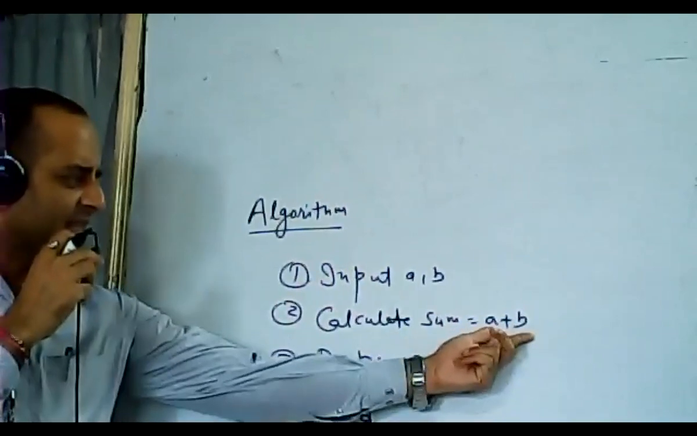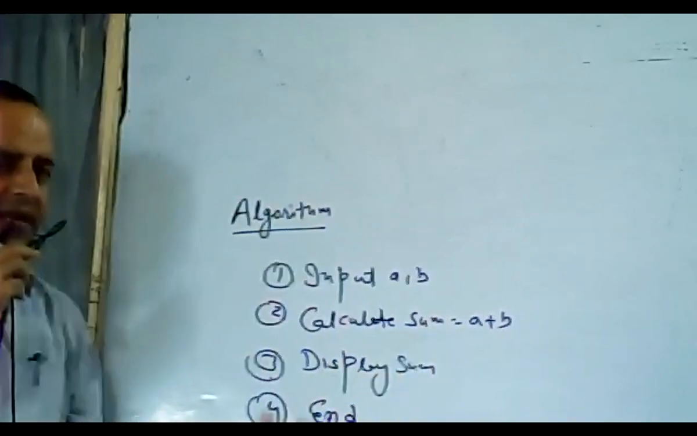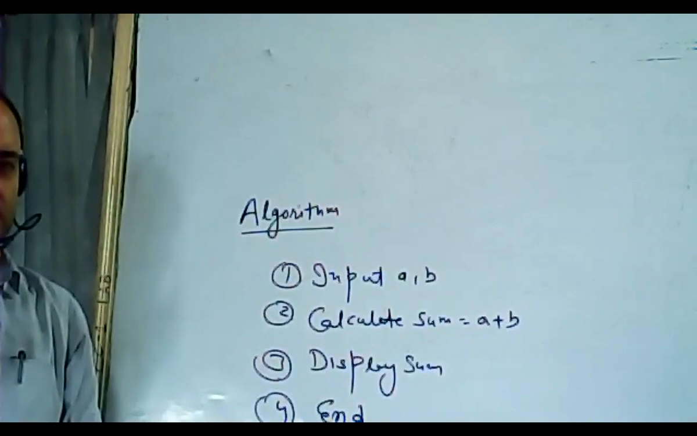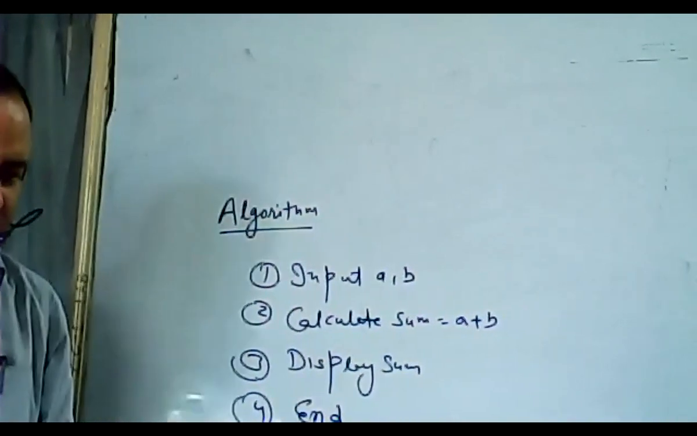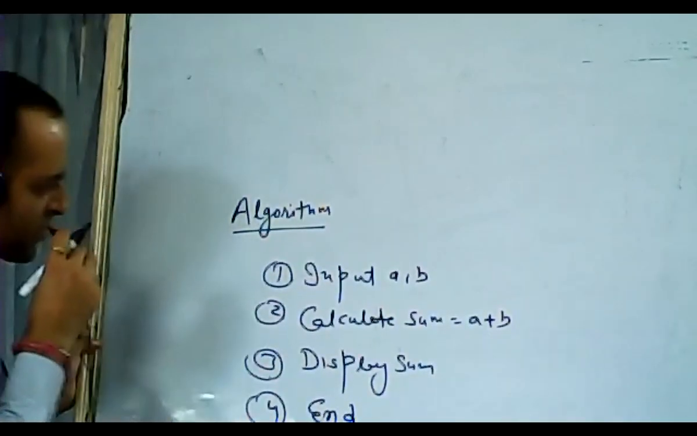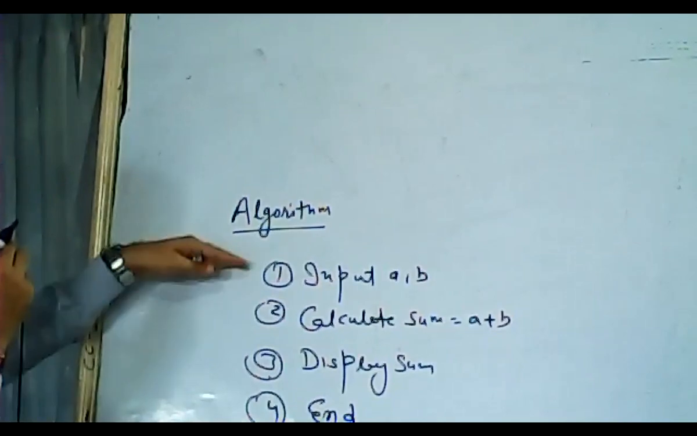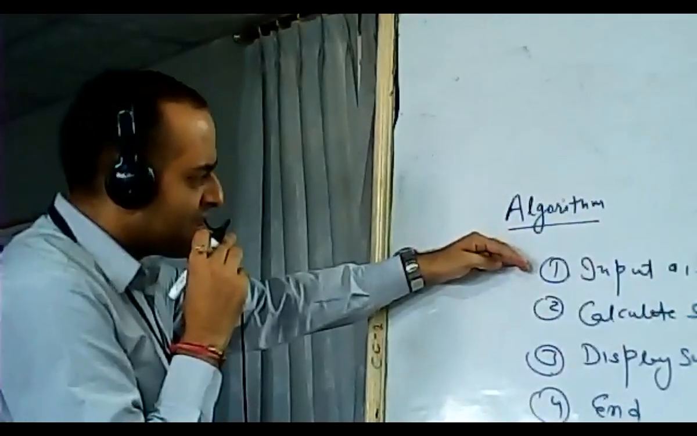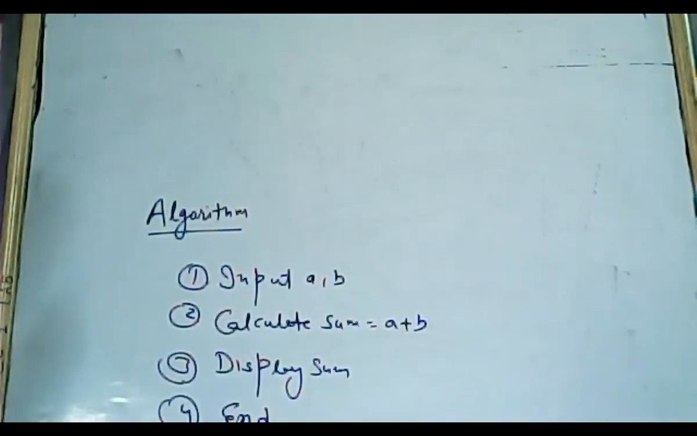First you will input two numbers, then you will add two numbers, and the result will be stored in sum. Then you will display the sum and end. See, another thing you notice here, we cannot interchange these steps. First I have to input, then I will calculate sum. I cannot calculate sum before inputting. So I will have two numbers, I will input those, then I will calculate the sum, then I will display the sum and end finally.